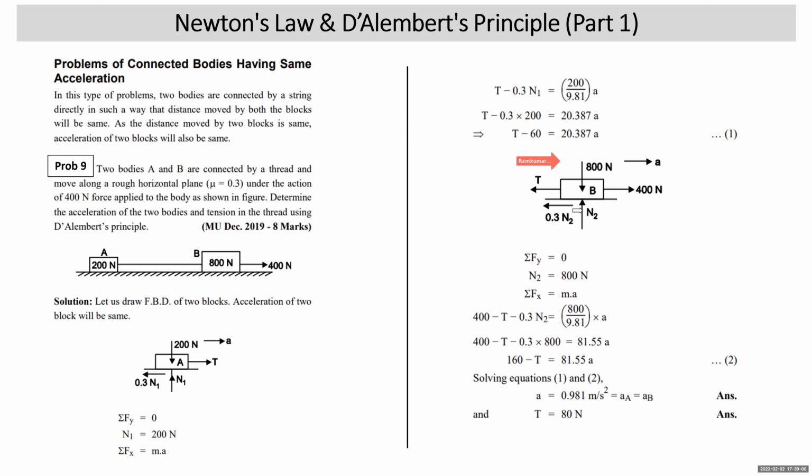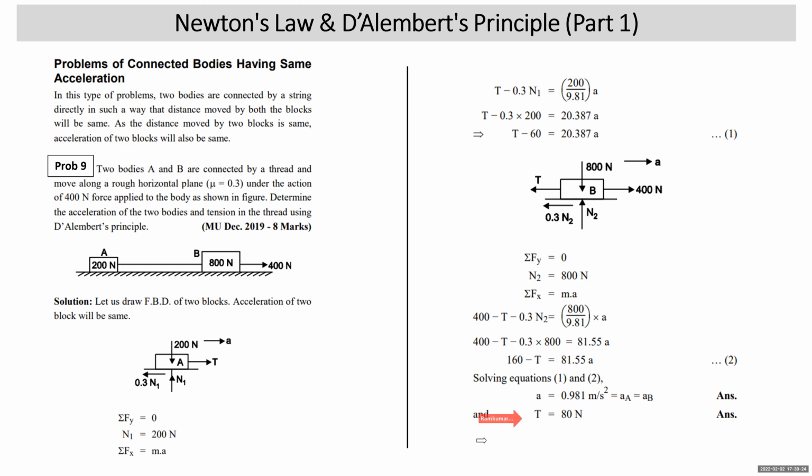Apply Newton's law on this block. Sigma Fy will be 0, so N2 is 800 Newton. Sigma Fx is equal to Ma. 400 minus 0.3 N2 minus T is equal to Ma. M is 800 upon 9.81. Put the value of N2 in the equation, you get the second equation. Solving 1 and 2, you get the value of A, you get the value of T.